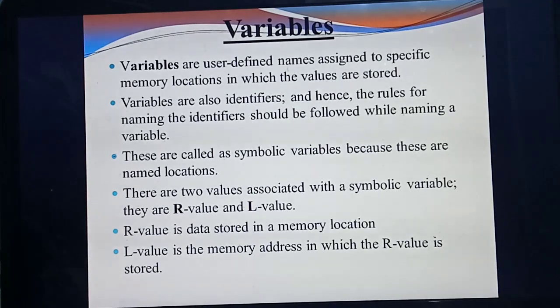Now read it. Variables are user defined names, meaning the person who is writing the program will define some variable, assigned to a specific memory location. That is why I gave the example a equal to 5: the variable a is assigned to a particular memory location in which the value is stored. What's the meaning? The variable a has the value 5, and it is stored in that particular memory location. Understood? What do you mean by variable?